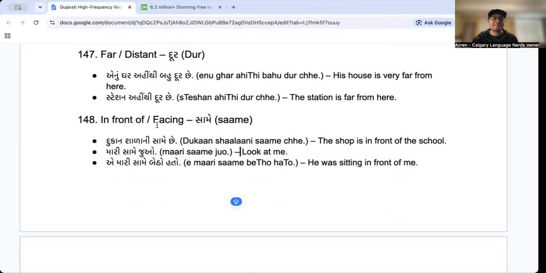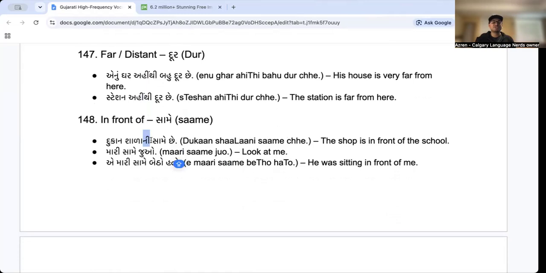In front of is same. It could also mean facing. Let's make it in front of, make it easier actually. Same is in front of. Dukan sharani same che. The store or shop is in front of the school, right? So ni is usually before same, although not always. Shara same, shara ni same.